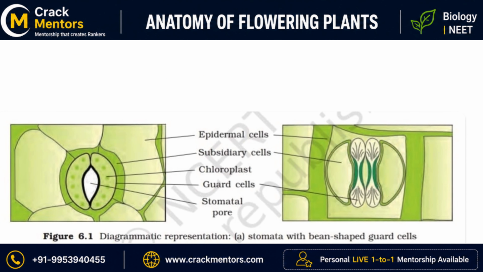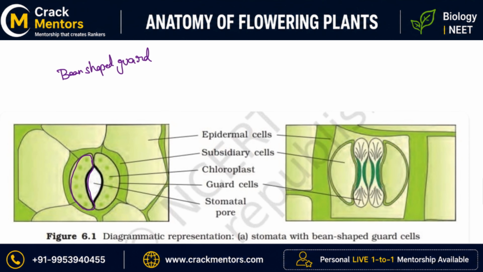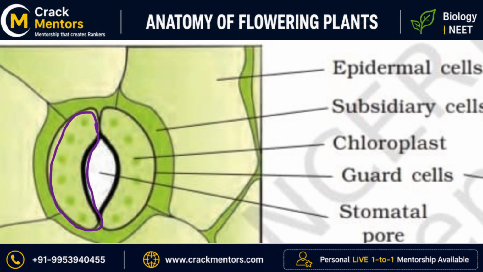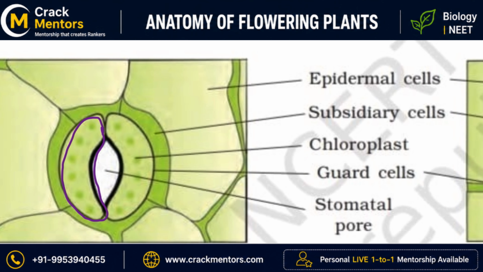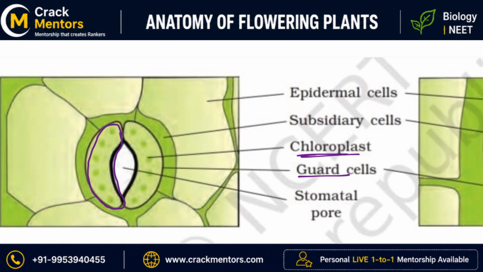We'll see this in the picture. Here you can see the stomata. Majorly the stomata in most of the plants have bean shaped guard cells. So here you can see the bean shaped guard cells with inner thick wall. Here on the inner side we have the thick wall and on the outer side we have a thin wall.